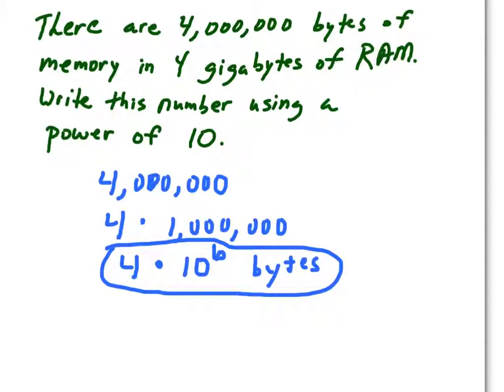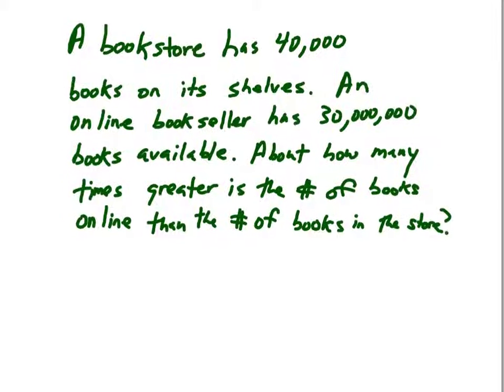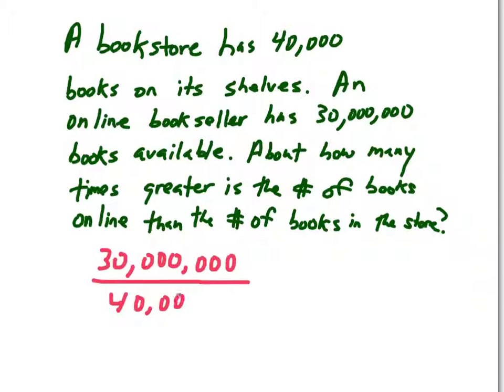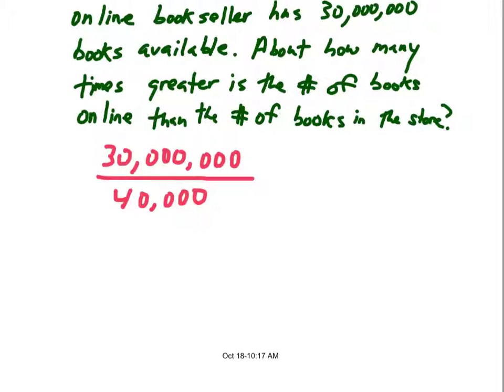So this next problem, you have a bookstore that has 40,000 books on its shelves. An online bookseller has 30 million books available. About how many times greater is the number of books online than the number of books in the store? So that's really a ratio problem. So you have 30 million over 40,000. And if we rewrite those with powers of 10, it becomes an easy problem to solve.